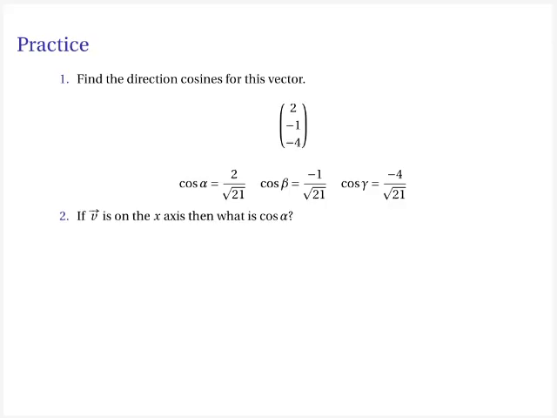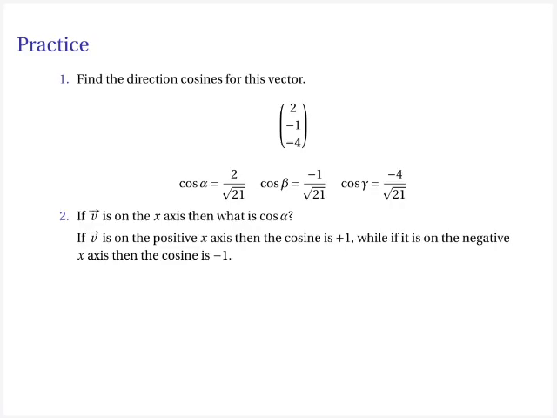So V lies on the x-axis. What's cosine of alpha? If V lies on the x-axis, then there's two possibilities. V can lie on the positive x-axis, or V could lie on the negative x-axis. If V lies on the positive x-axis, then the angle is 0, and the cosine of an angle of 0 is positive 1. If V lies on the negative x-axis, then the angle is pi, and the cosine of pi is minus 1.